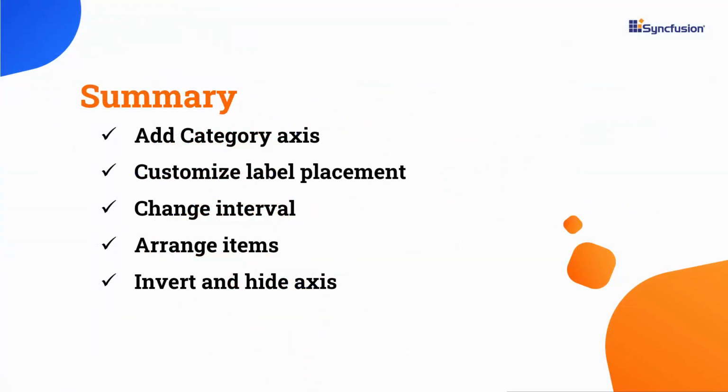In this video, I have shown you how to add a category axis to the Cartesian Charts control, customize its label placement and interval, and arrange items on it. I also showed you how to invert and hide the axis.